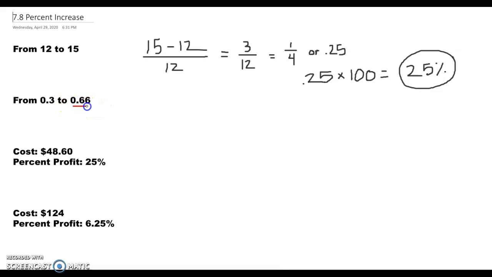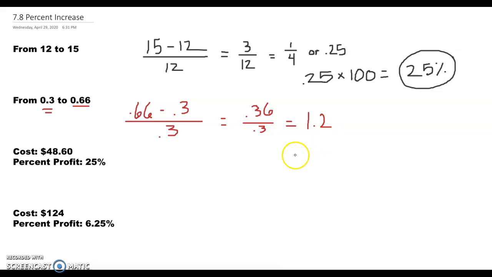This is our first number, so we're going to rewrite that. So we have 0.66 minus 0.3 over, which will be the second number, 0.3. Let's go ahead and do our math. The answer now is 0.36. Then we're going to divide, and we should get an answer of 1.2.